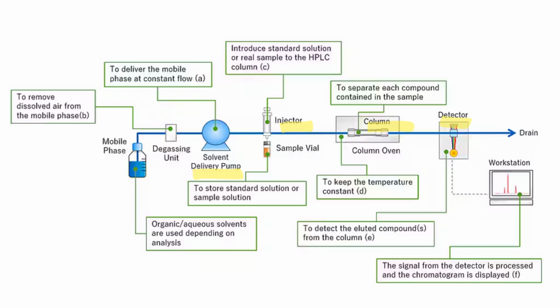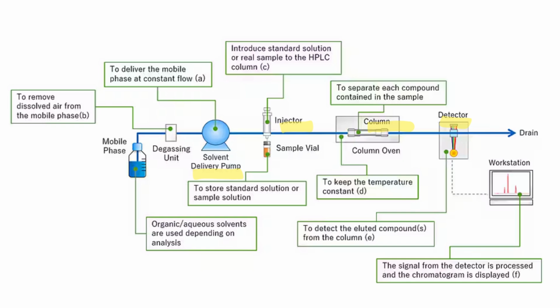And then for our columns, the column is packed with a stationary phase, usually silica based, guys, and it is where the separation of compounds occurs. Depending on the stationary phase material, the column can be used for different types of separation, such as reverse phase or ion exchange. And then next is our sample injector.